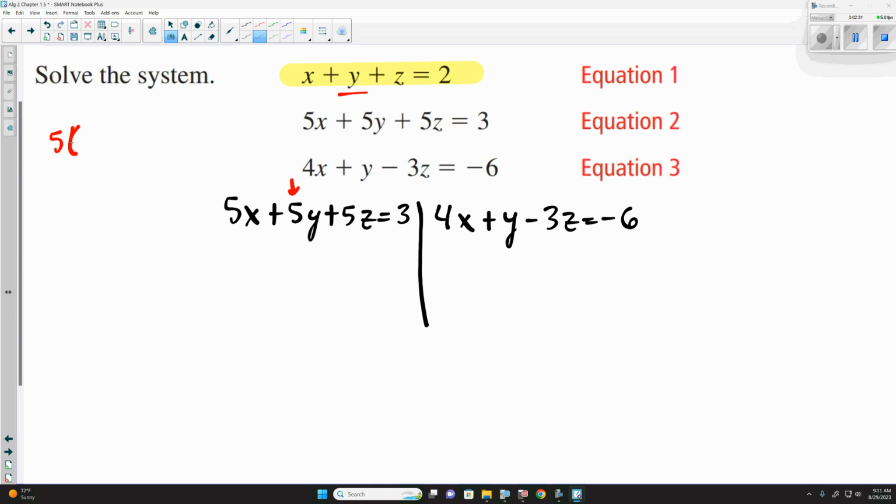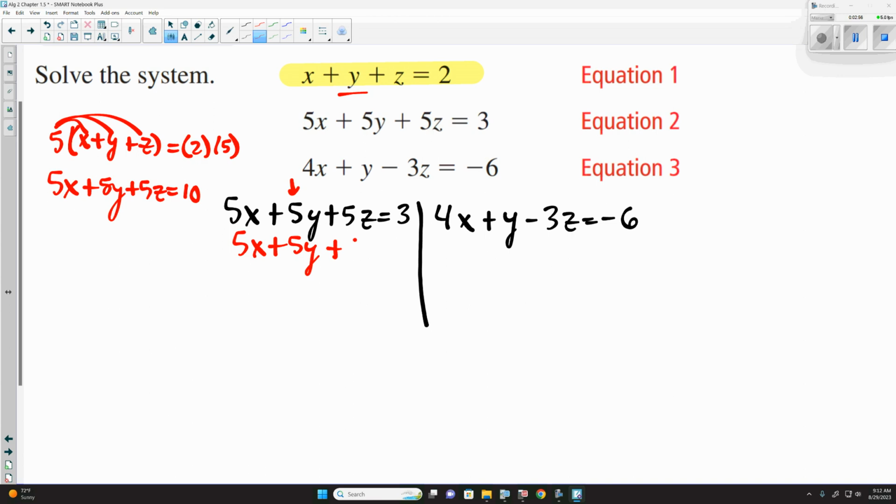So we have, let's make sure both sides, x plus z. So we're going to distribute the 5. 5 times x is going to be 5x. 5 times y is 5y. And 5 times z is going to be plus 5z is equal to 10. And again, just like yesterday, we'll put it right underneath that equation.